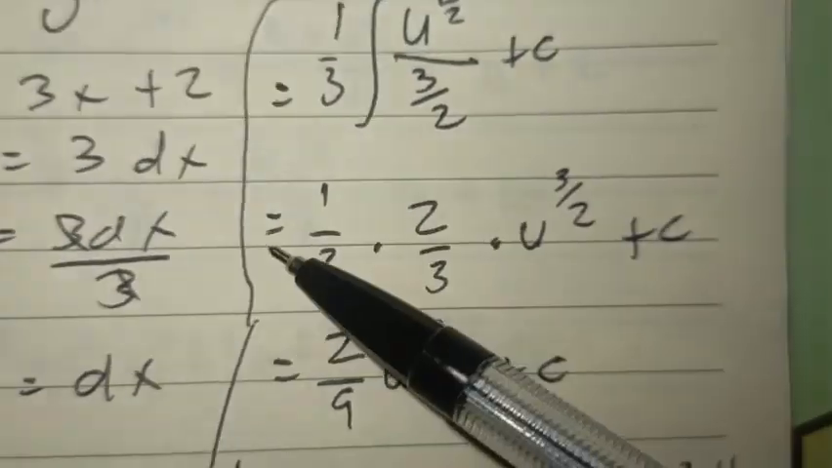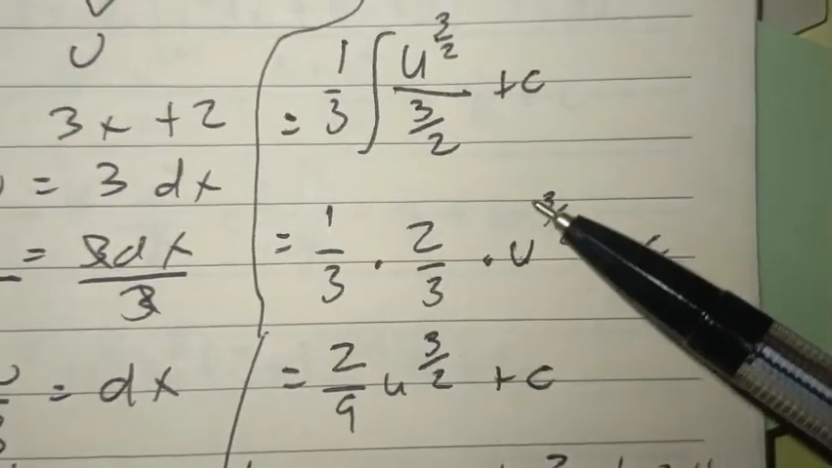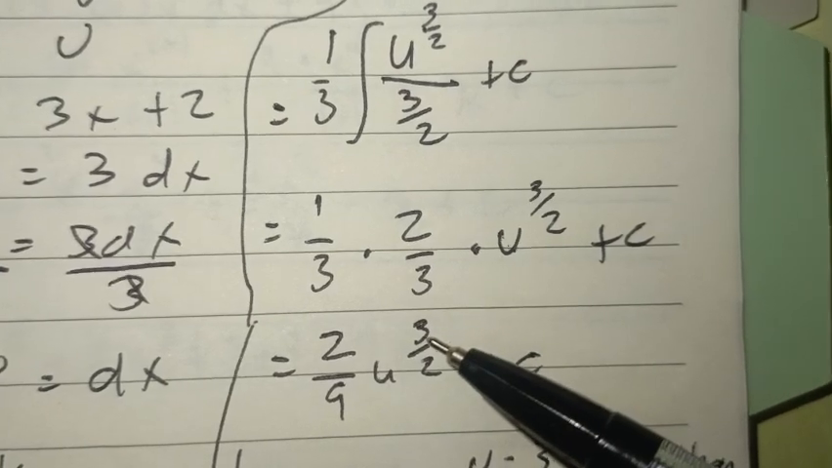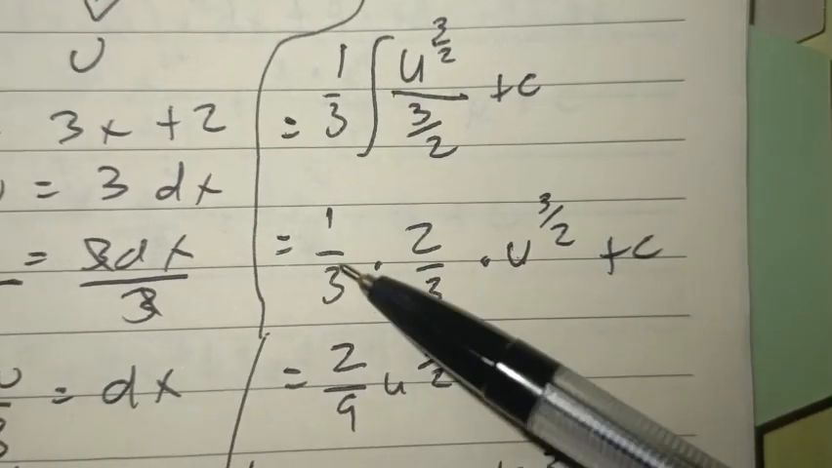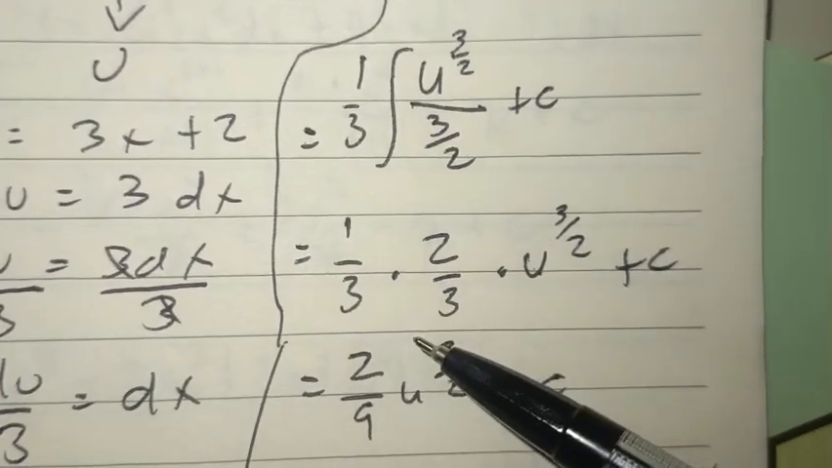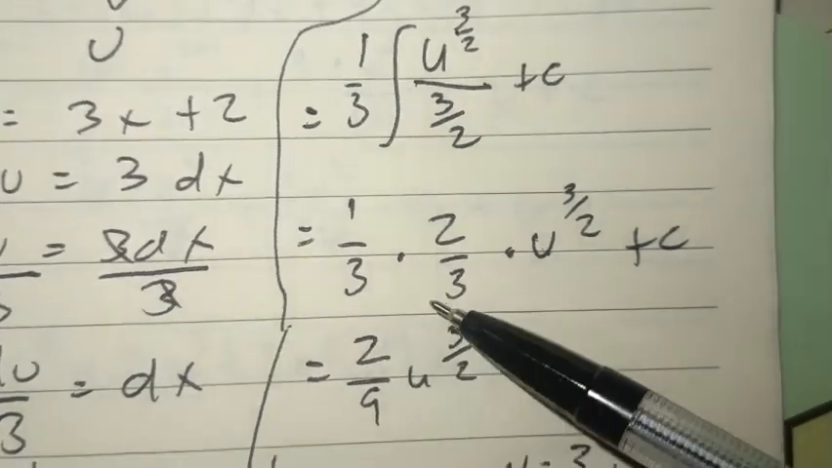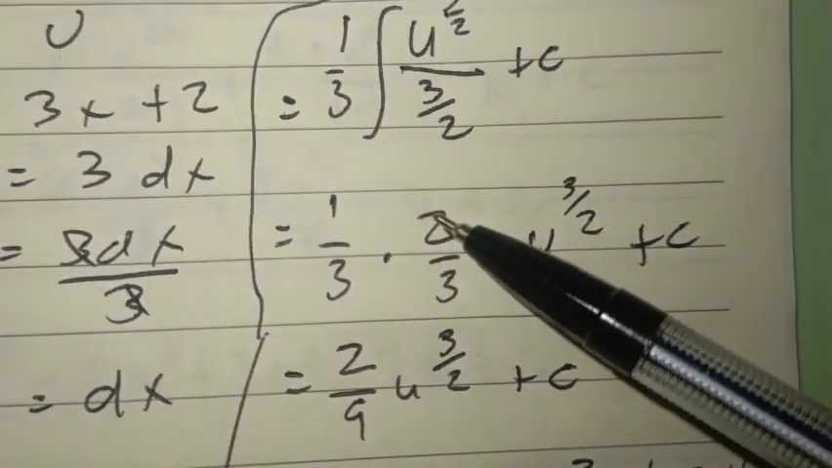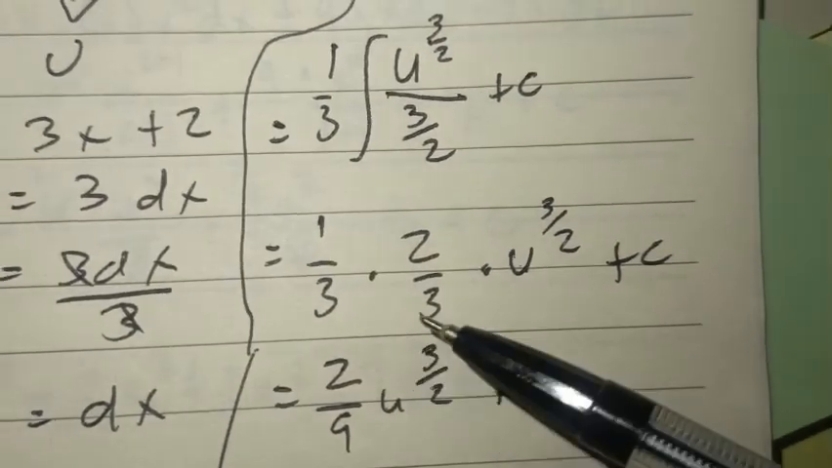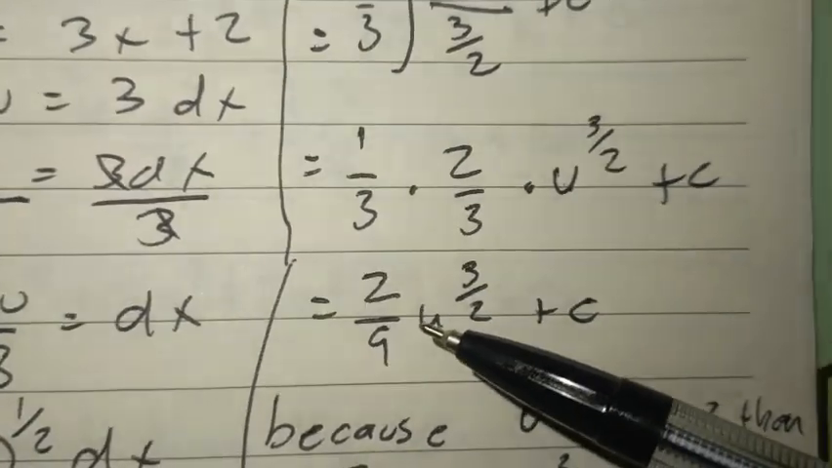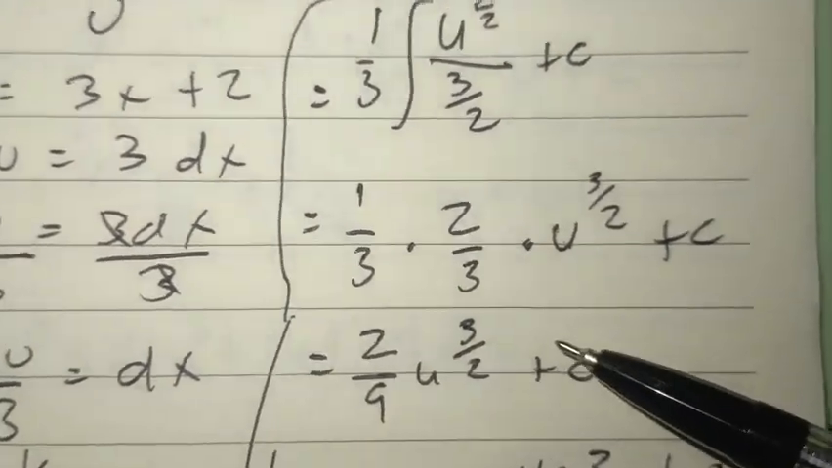So multiply it straight horizontally, rather than vertically. Now multiply: 1 multiplied by 2 is 2, and 3 multiplied by 3 is 9, so 2 over 9 u to the 3 over 2 plus c.